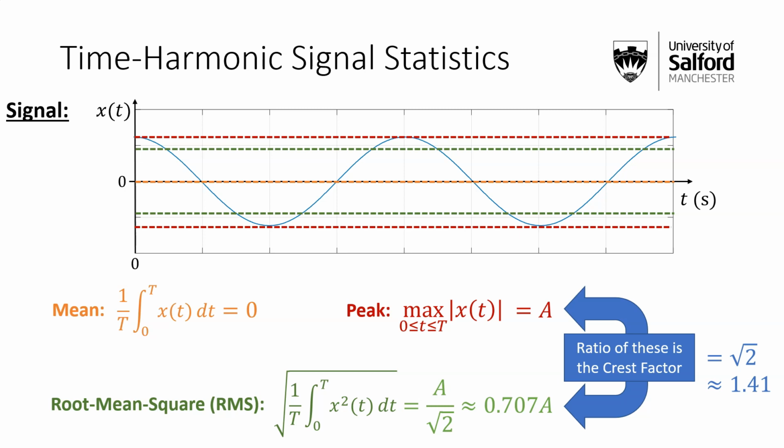So it doesn't depend on any of the properties of the time harmonic signal at all. All it depends on is the fact that it's time harmonic. So if it has this kind of shape, it has a crest factor of 1.41. End of story. So those are the 3 properties of the signal, and that is their stats.